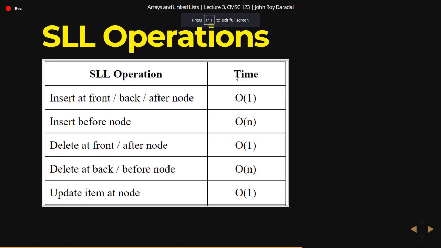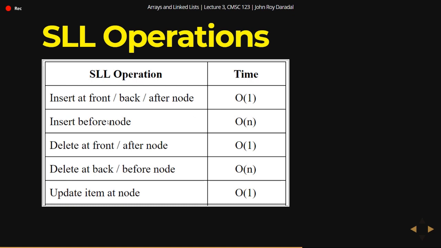Okay, so for other SLL operations, we have seen that if you insert at the front or at the back or after a node, that only takes O of 1 time or constant time because it only needs 3 steps, right? So you create the node, you update the next, and then you update either the front or the back, the tail pointer, right? So constant time for this one. However, if we insert before a node, it will take O of n.